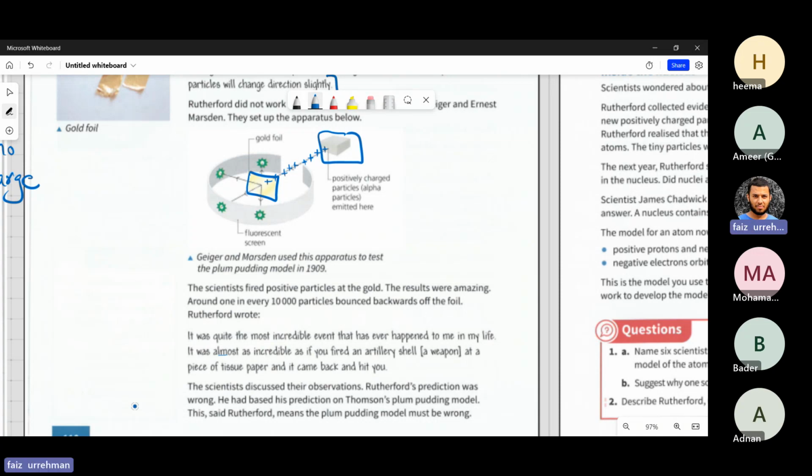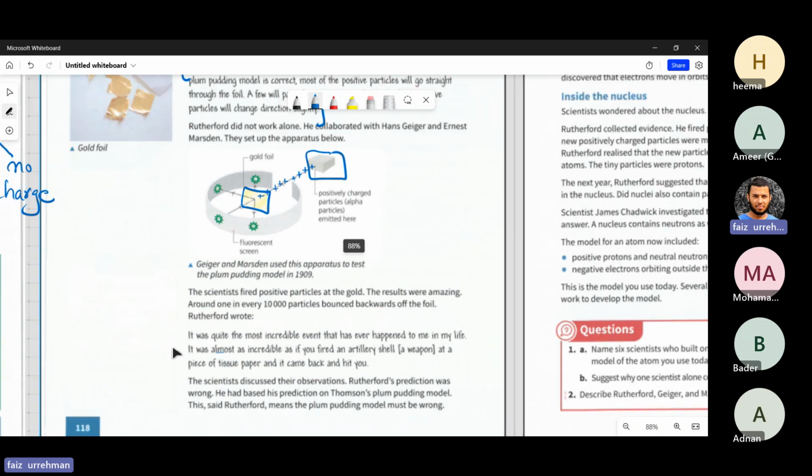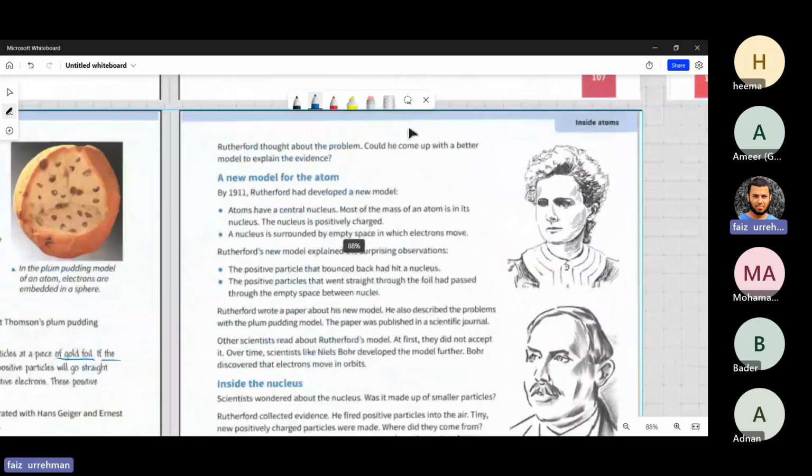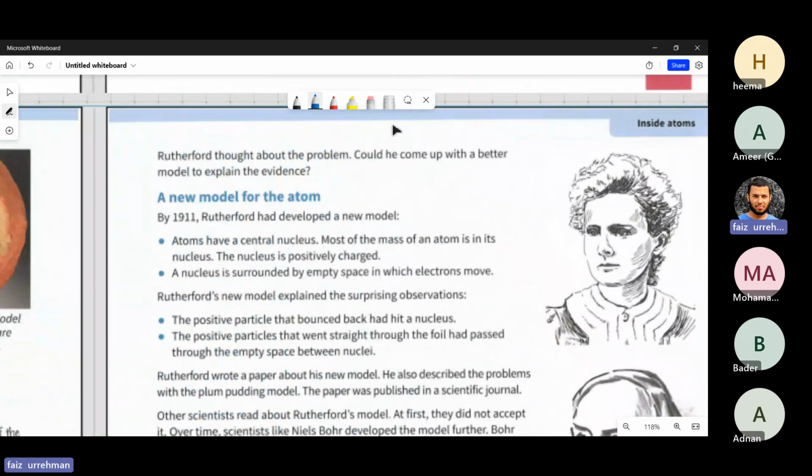He had based his prediction on Thomson's plum pudding model. This, said Rutherford, means the plum pudding model must be wrong. Oh, things are getting intense. Rutherford thought about the problem. Could he come up with a better model to explain the evidence?